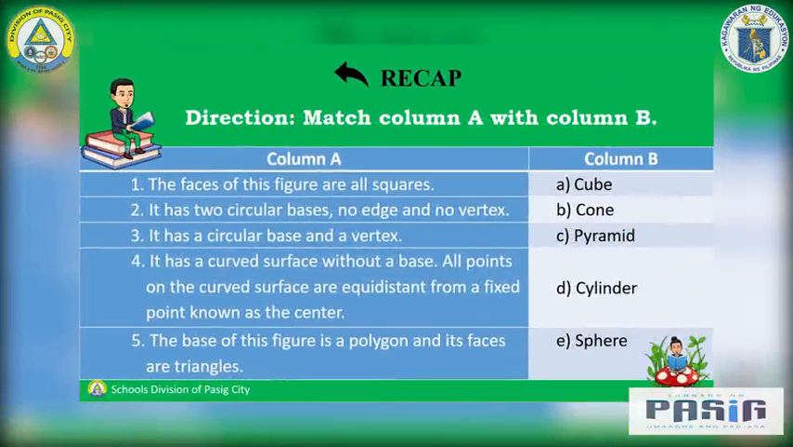Now, let's have a recap. You can pause this video to answer the activity. Match column A with column B. Number 1. The faces of this figure are all squares. 2. It has 2 circular bases, no edge and no vertex. 3. It has a circular base and a vertex. 4. It has a curved surface without a base. All points on the curved surface are equidistant from a fixed point known as the center. Number 5. The base of this figure is a polygon and its faces are triangles.